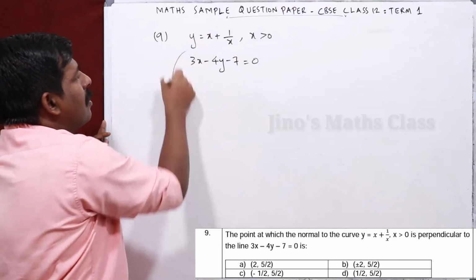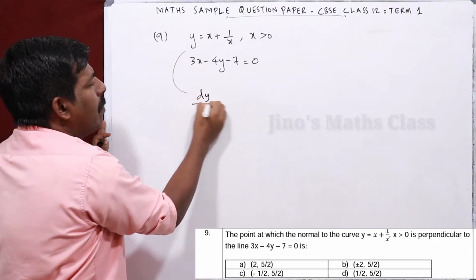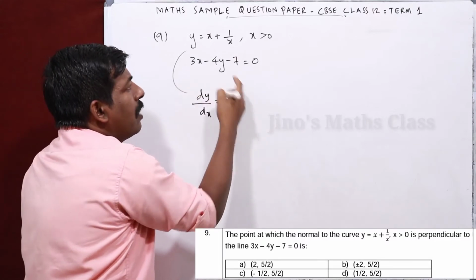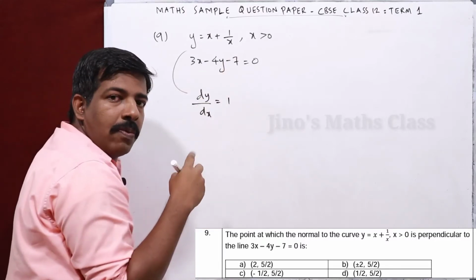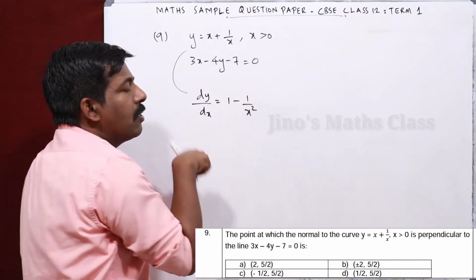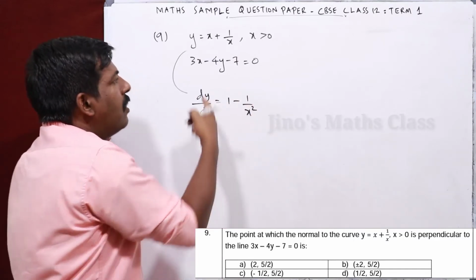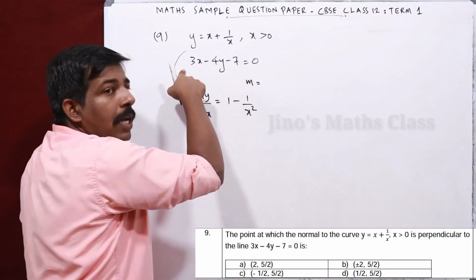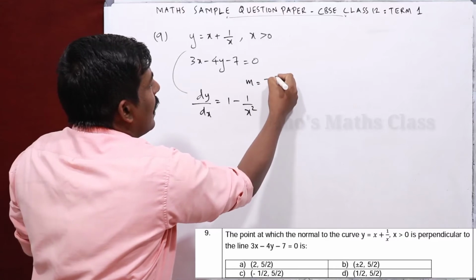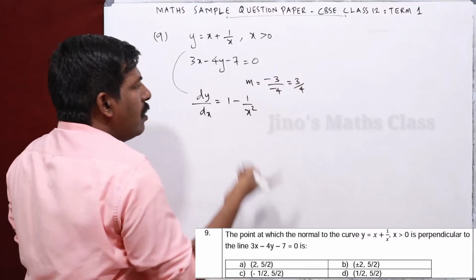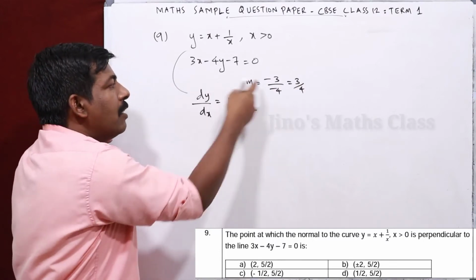So we can find the derivative of the first curve, that means dy by dx equals 1 (the derivative of x), then the derivative of 1 by x is minus 1 by x square. So this will be the slope of the tangent. From this line we can find the slope, which is equal to negative A by B, that means negative 3 divided by negative 4, which is equal to 3 by 4. So when the tangent is parallel to this line, these slopes are equal.